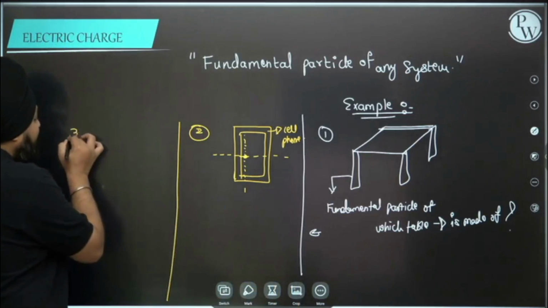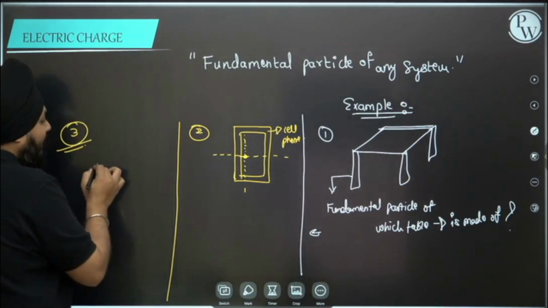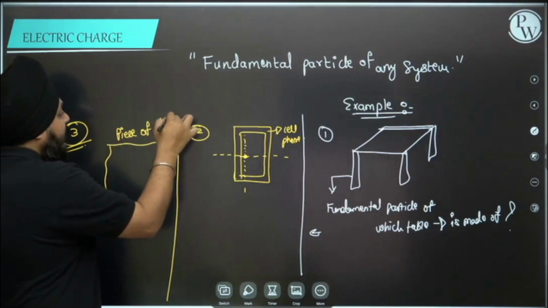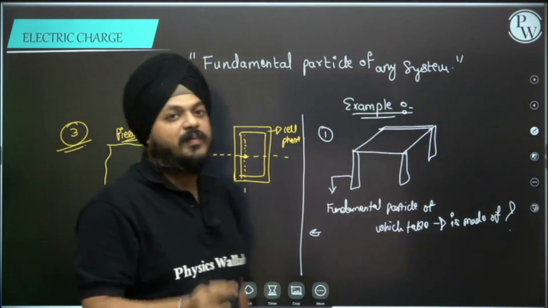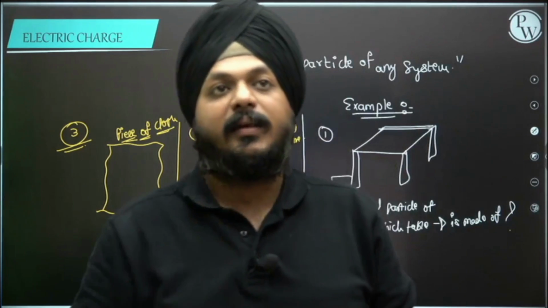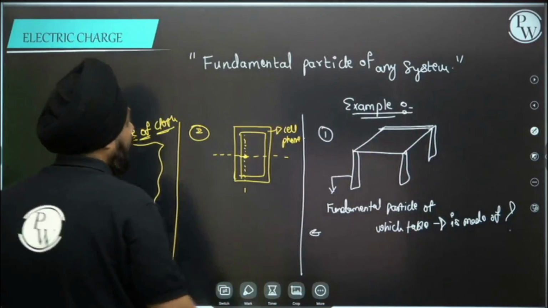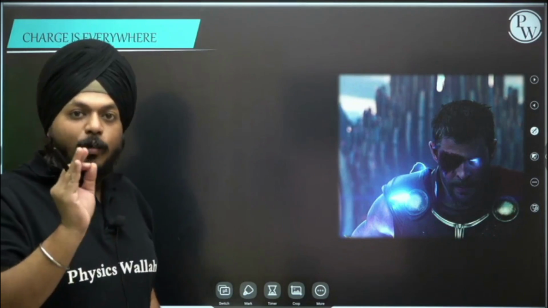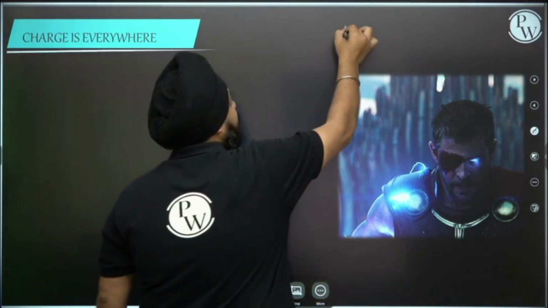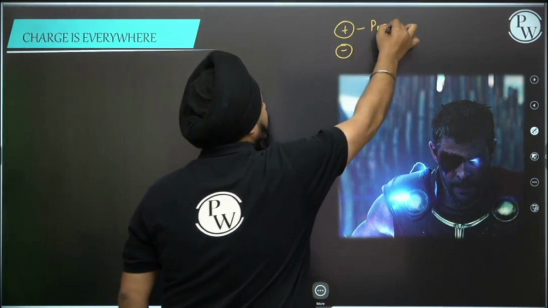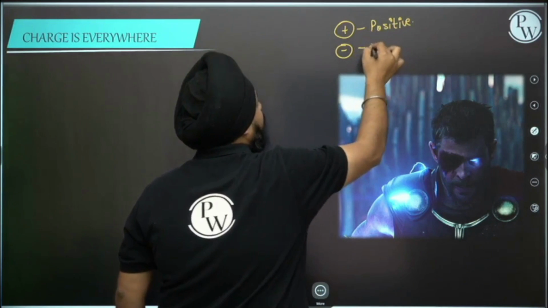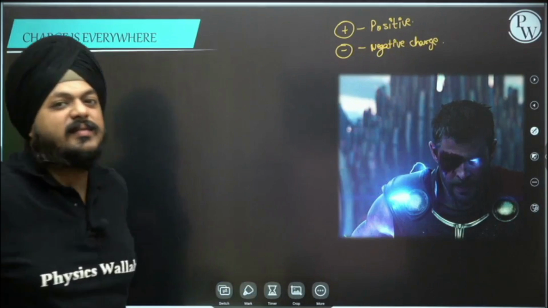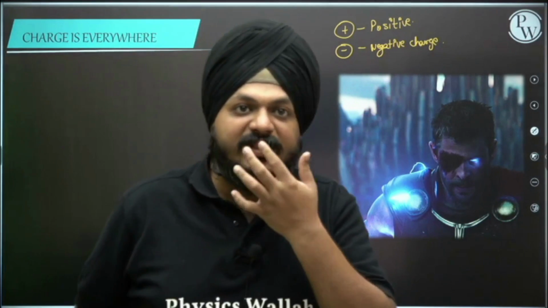If I'm talking about the third example, a piece of cloth, is charge present? Sir, you said fundamental, it means there is a possibility. So let's prove how. Charge is present everywhere. Basically, if I'm talking about charges, then the classification states that we have two types of charges: the one that is a positive charge, and the second that is a negative charge.